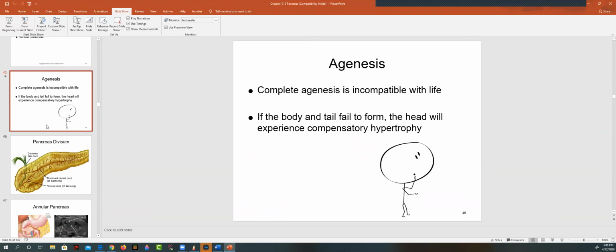Why did I draw this picture? Oh. Agenesis. Your book didn't mention that. Complete agenesis is incompatible with life, so you will never find someone without a pancreas. If the body and tail fail to form, the head will experience compensatory hypertrophy.